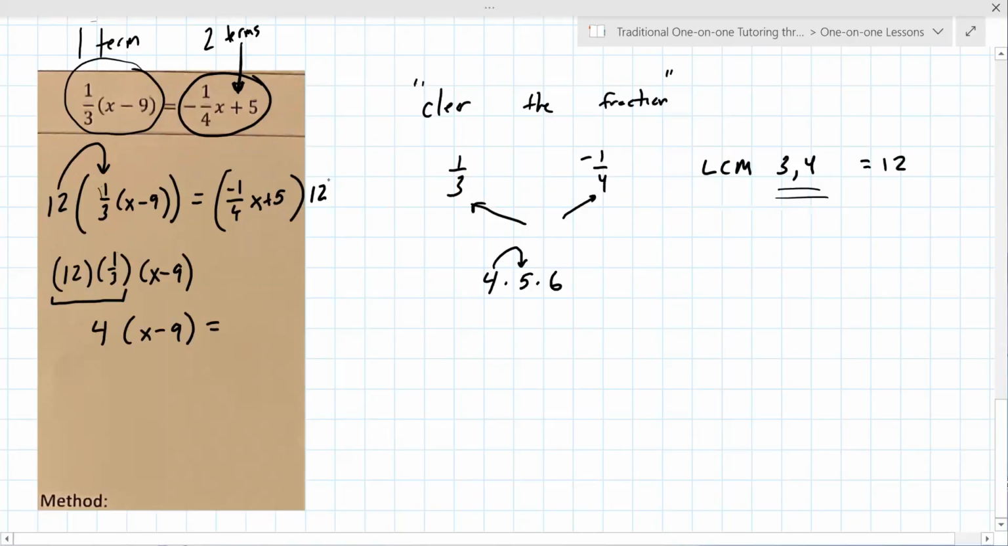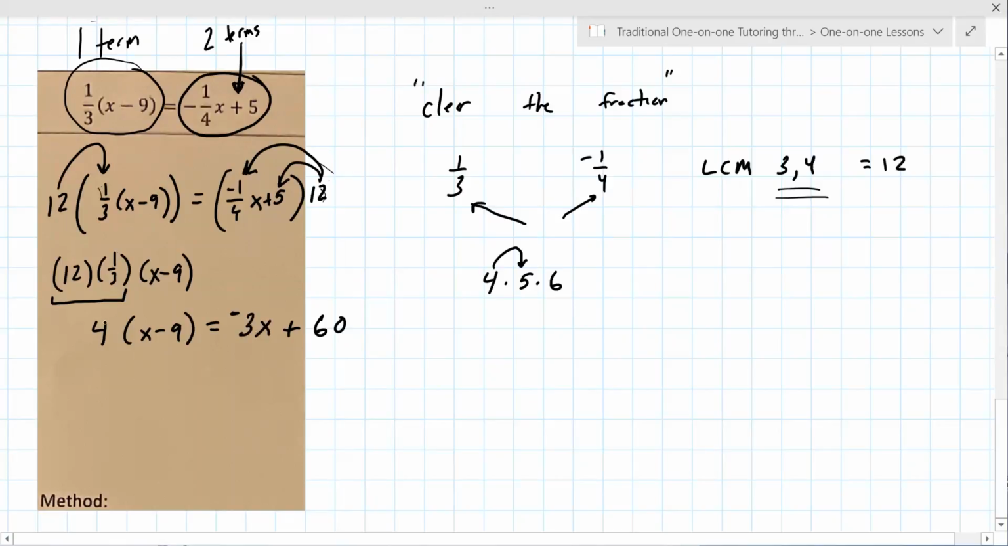On the right hand side, we have to multiply 12 times 5 and then 12 times -1/4. What is 12 times 5? 60. Very good. What is 12 times -1/4? So it's definitely negative. So what is 12? -12/4. Okay, and what is 12 divided by 4? 3. Good, -3x. Okay, so we're really doing well here.